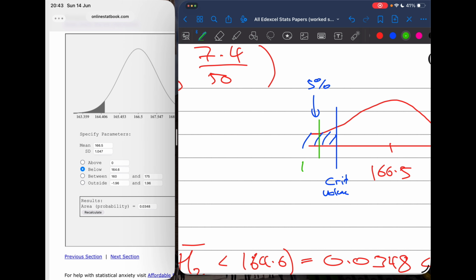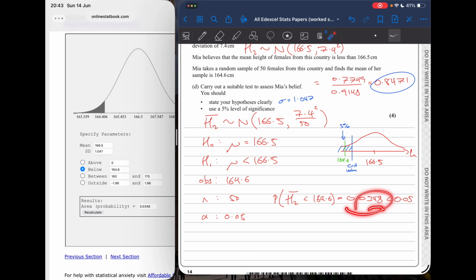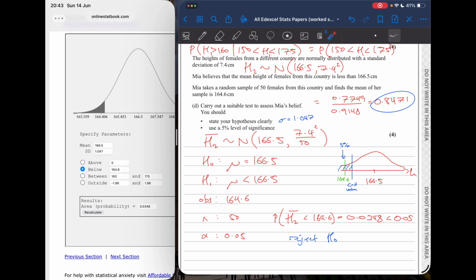So 164.6 was very unlikely. Random chance of that happening is quite low, 3.48%. We saw 5%. So we observed something that's so unusual that we're going to change our mind. This causes us to reject H0. You should always write this as a full sentence with some context of the question. So I'd say here, this supplies sufficient evidence to suggest that the mean height of women in country number 2 is less than 166.5 centimeters.